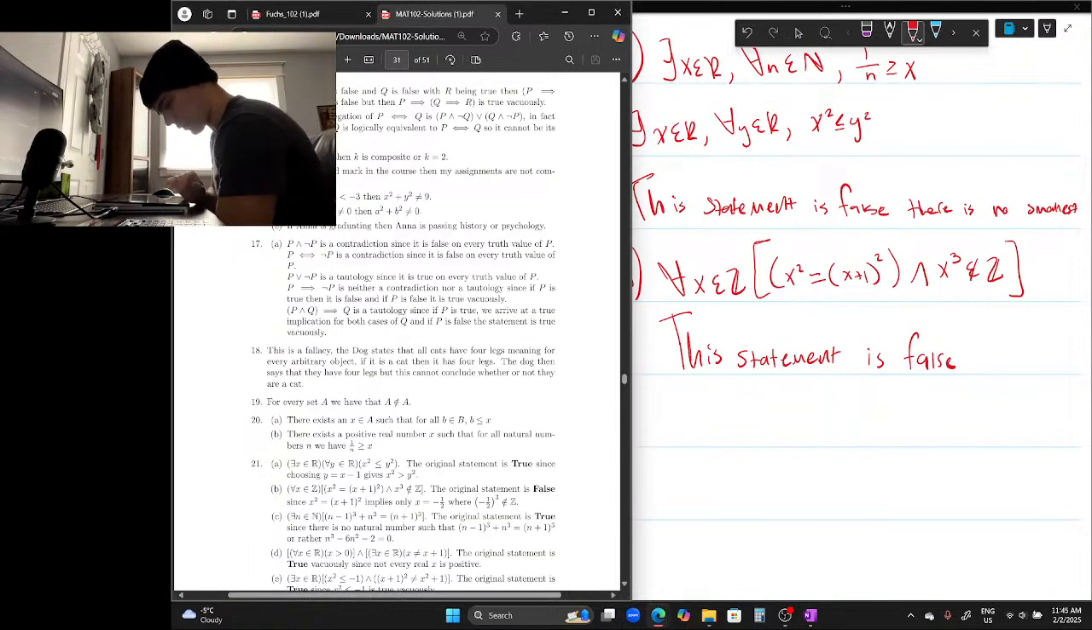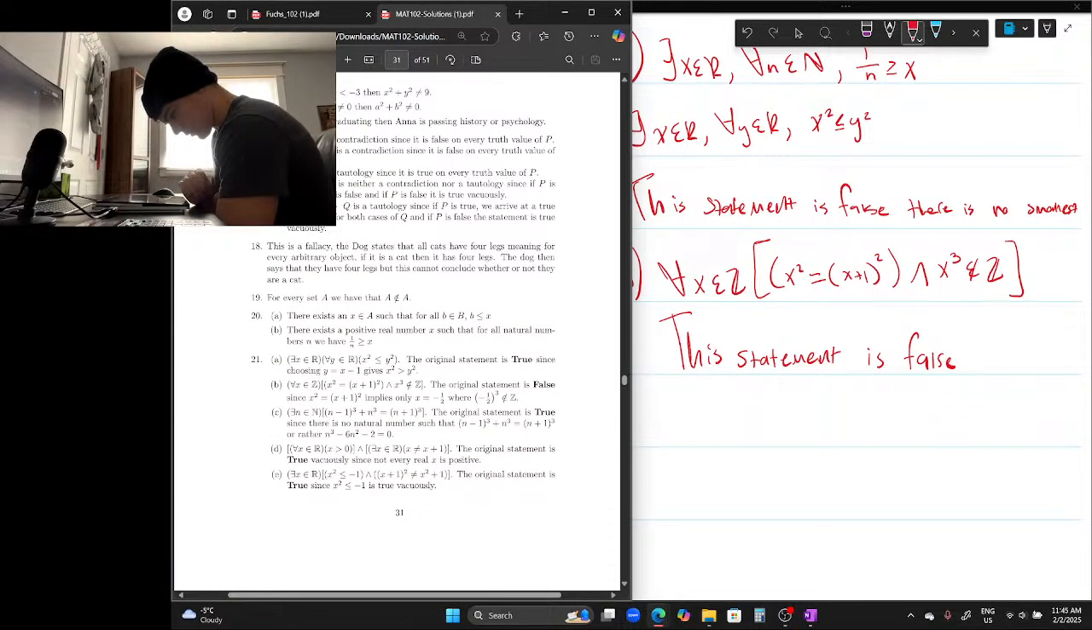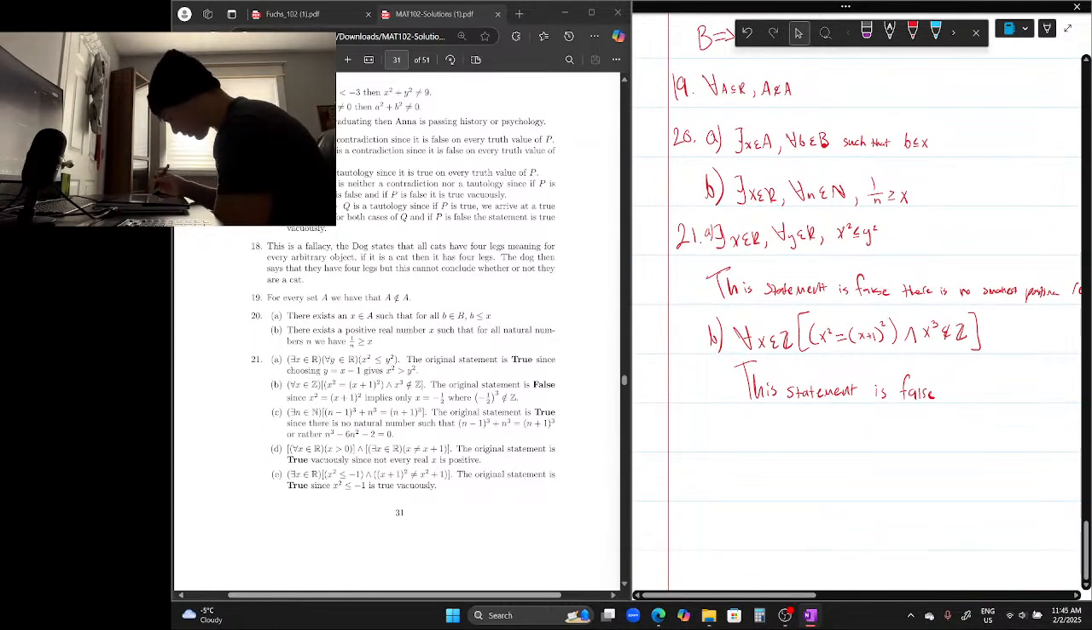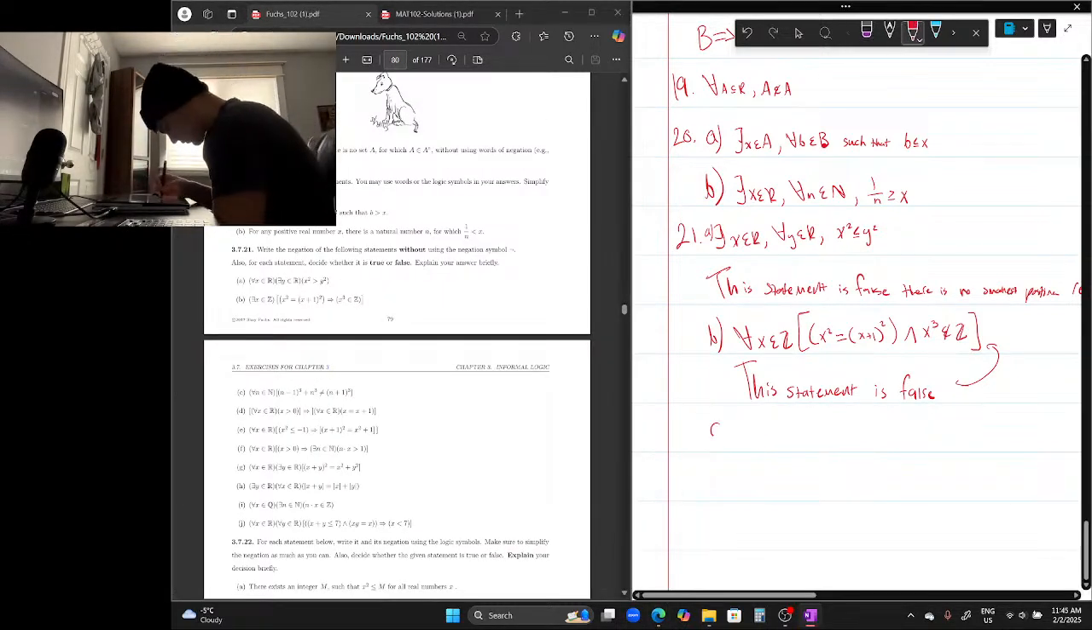So let's see what this has to say. The original statement is false. Really? Since x squared equals x plus 1 implies only x is negative 1 over 2, where x cubed is not an integer. Interesting. The original statement is true. Oh, wait, what? Yeah, the original statement is true. Sorry, I was doing the negation. I probably would've got this one right still, because false is just what you default to. Anyways.